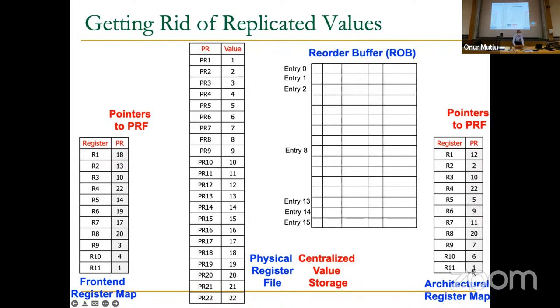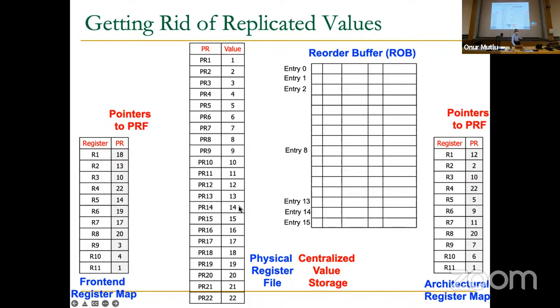These are the registers and their values in terms of the retirement values. Basically, this is the retired state of the machine. The architectural state of register one, you can find it in physical register 12. The architectural state of register 5, for example, is in physical register 5, happens to be there. So if you want to reconstruct the architectural state, you basically go through the architectural register map and read the physical registers corresponding to the architectural registers.